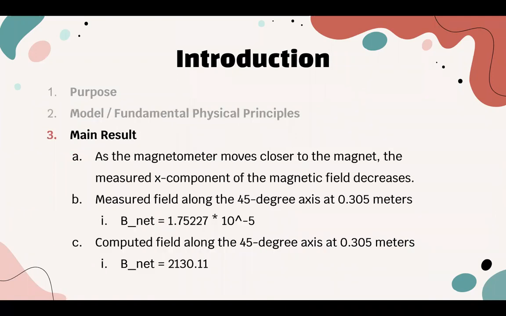The main results of this lab were that as the magnetometer moved closer to the magnet, the measured X component of the magnetic field decreased. In addition, the measured field along the 45-degree axis at a distance of 0.305 meters was equal to 1.75227 times 10 to the negative fifth Teslas, while the computed field along the 45-degree axis at that same distance was 2,130 Teslas.